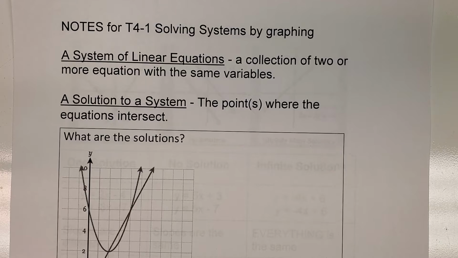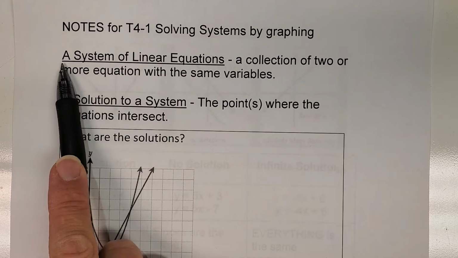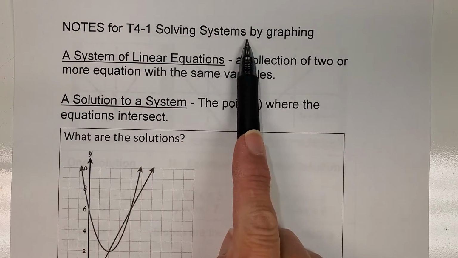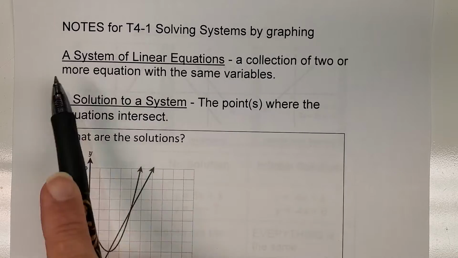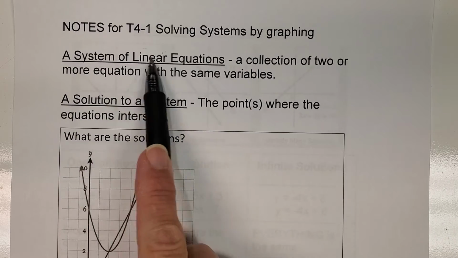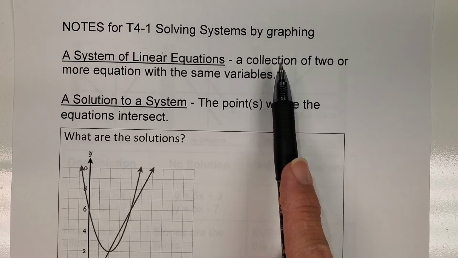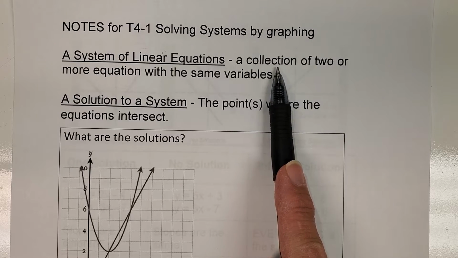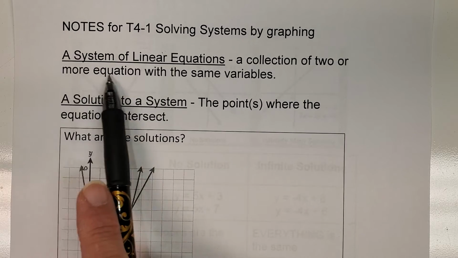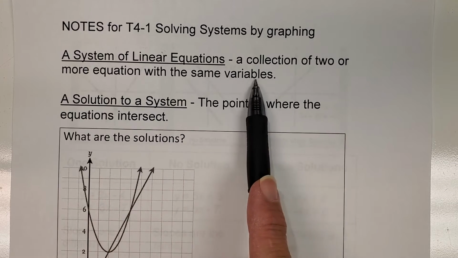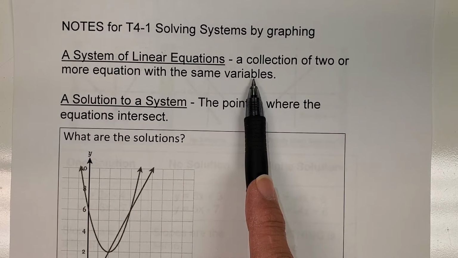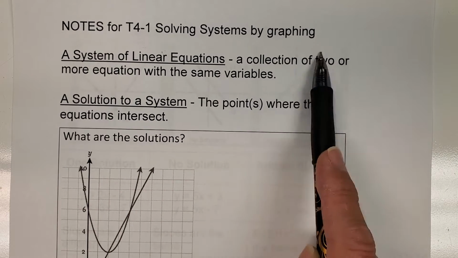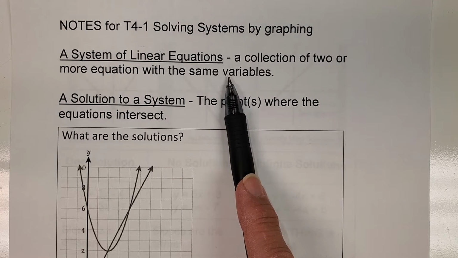Your homework is going to be on Delta Math tonight, and we want to know what a system is. If we're going to be solving systems, we might want to know what it is. So a system of linear equations, that means lines, is just a collection of two or more linear equations with the same variables. So remember, all our lines have had x's and y's. So we're going to have two lines in our homework.